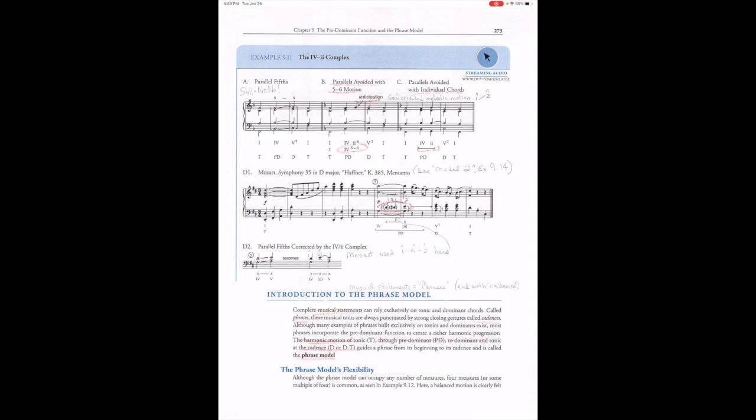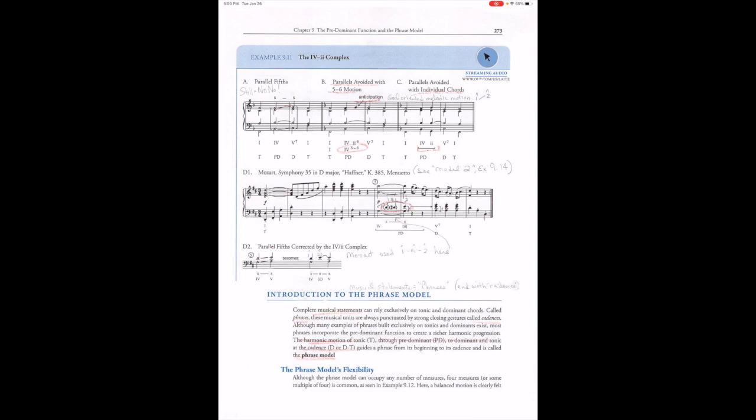That, my friends, is what we're talking about with the 2-4 complex. Instead of calling it a 4 chord moving to a 2-6, we're just going to say no. Just call it a 4 with a 5-6 voice leading motion, and that represents it better, okay? Now let's look at letter C. Parallels are avoided with individual chords. So let's see what's going on here.